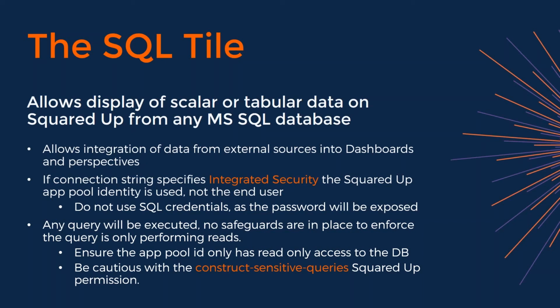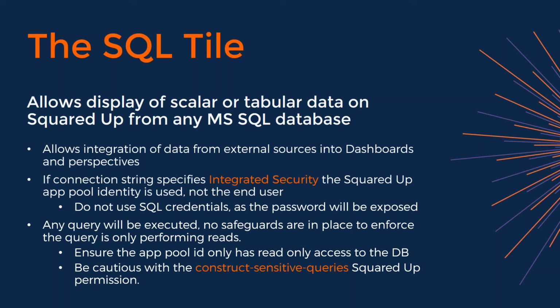They would add the Squared Up service account, the app pool identity, which is by default Network Service. So it's the computer account. It's the computer account, yeah. Or if you've set it up as a domain account, it's that specific domain account. So that account needs the permissions on your Service Manager databases.